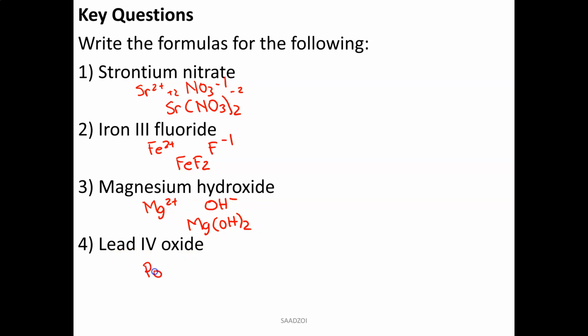Lead 4, Pb4 plus, O2 minus, crisscross, Pb2O4. First time in a long time that you had numbers being divisible. So 1, 2, so PbO2. And that's how you do these.